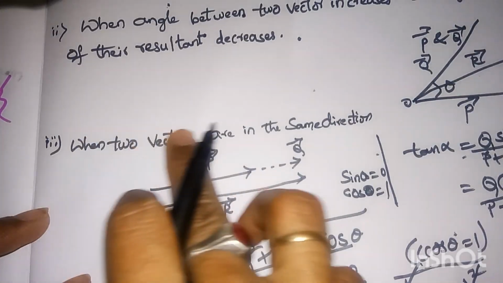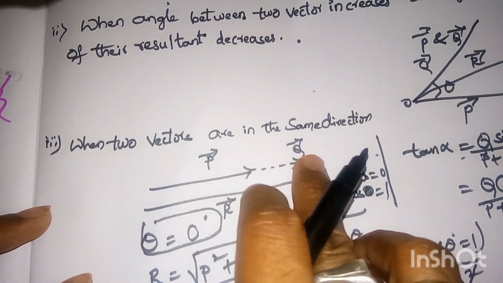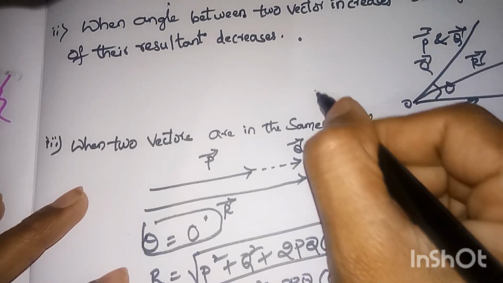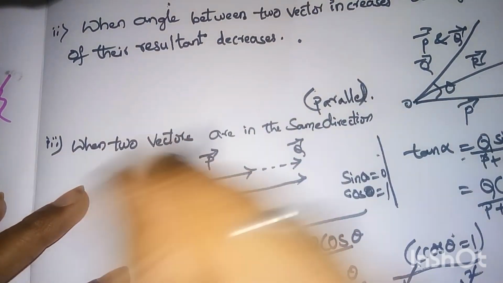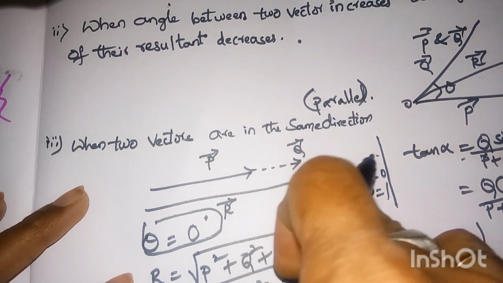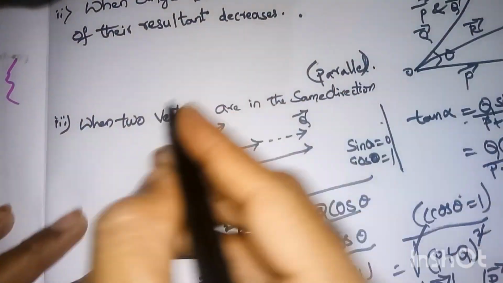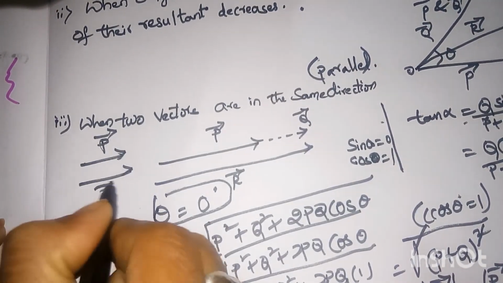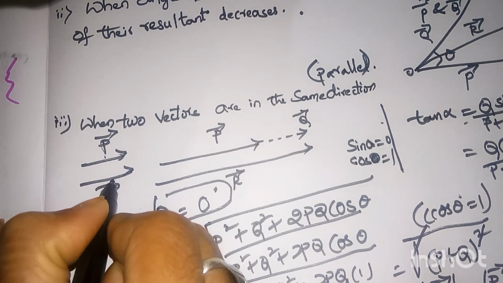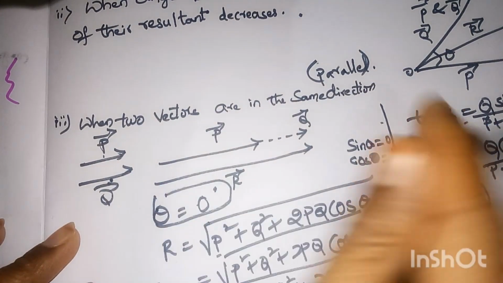When two vectors are moving in the same direction, we can say that two vectors are moving parallel to each other. So this can be said as parallel. As two vectors are moving in the same direction, we can say that the two vectors may be moving in parallel direction. So suppose p bar is moving like this and q bar is moving like this, then these two are parallel to each other. So in such a case theta will become 0 degrees.